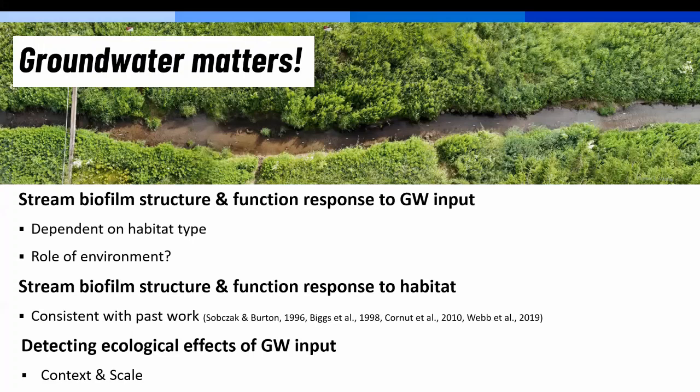The limited variability of measured environmental conditions that we observed may be due to a scale mismatch of measures of groundwater input, which we did at the reach scale, and the local effect of groundwater, which is more at the point or microhabitat scale. Therefore, when considering the role of groundwater input in generating ecological heterogeneity, future work must consider both the context, so the stream characteristics, and the scale of measurement of groundwater, looking at specific points of groundwater flux versus more coarse measurements of groundwater input at the reach scale.